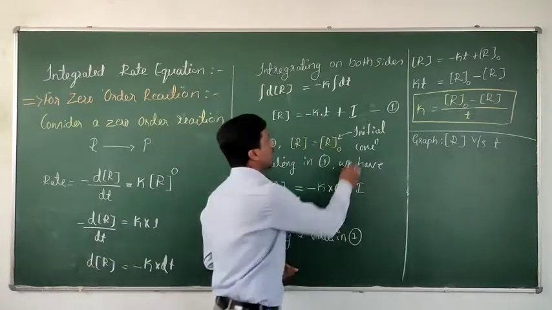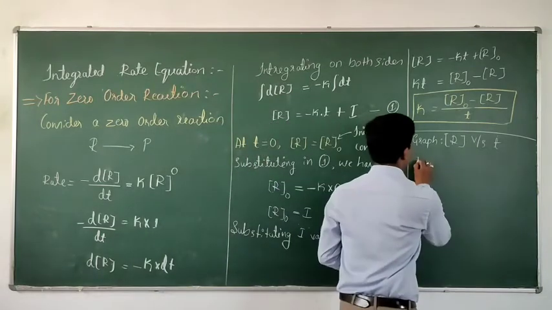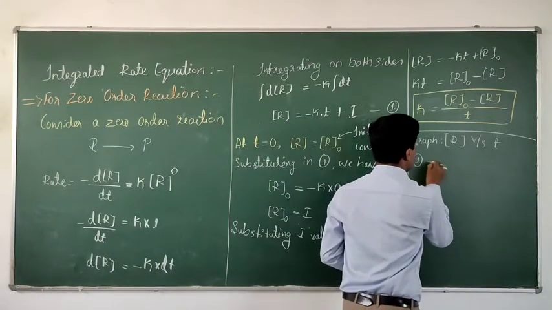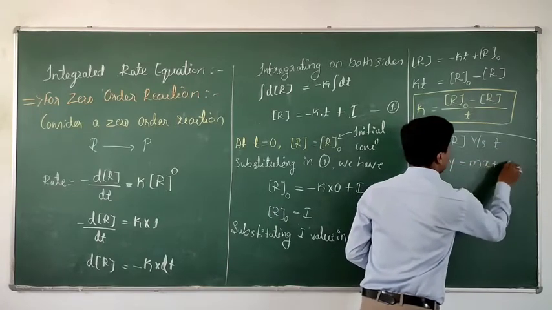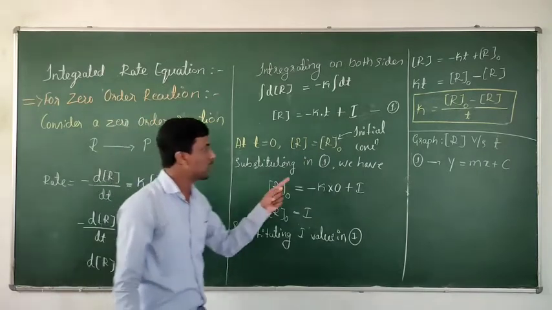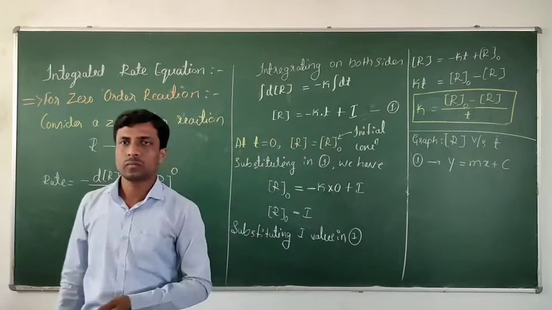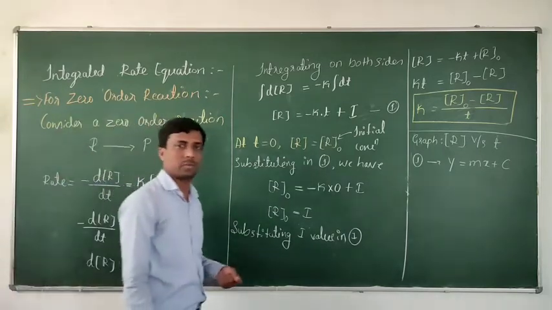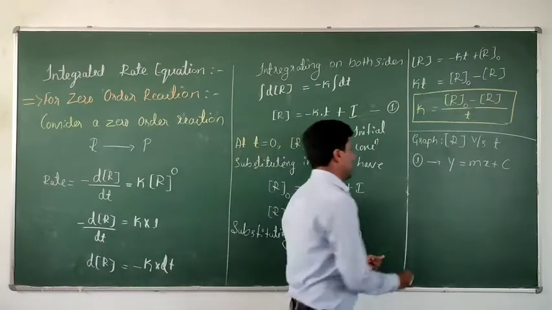By using equation number 1, which is in the form of y is equal to mx plus c. What is y equal to mx plus c? It is a straight line equation. So considering this, you will get a straight line graph.